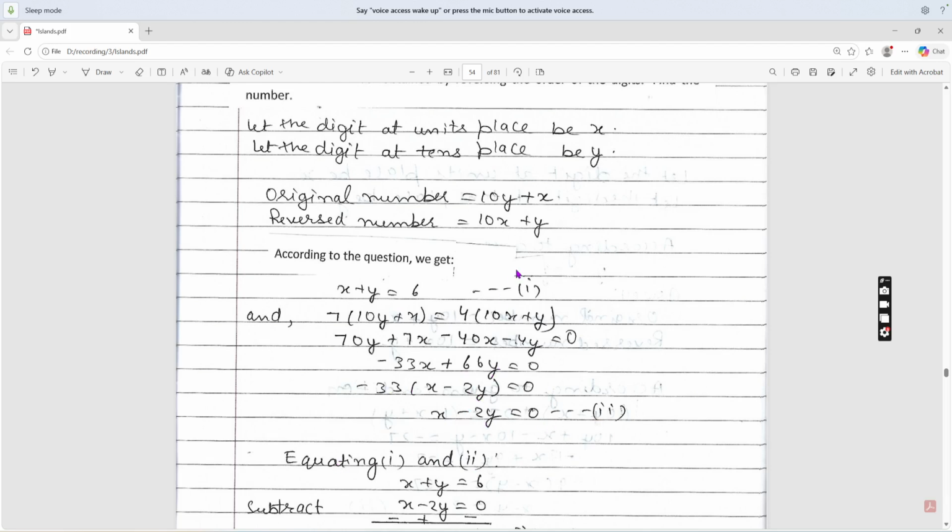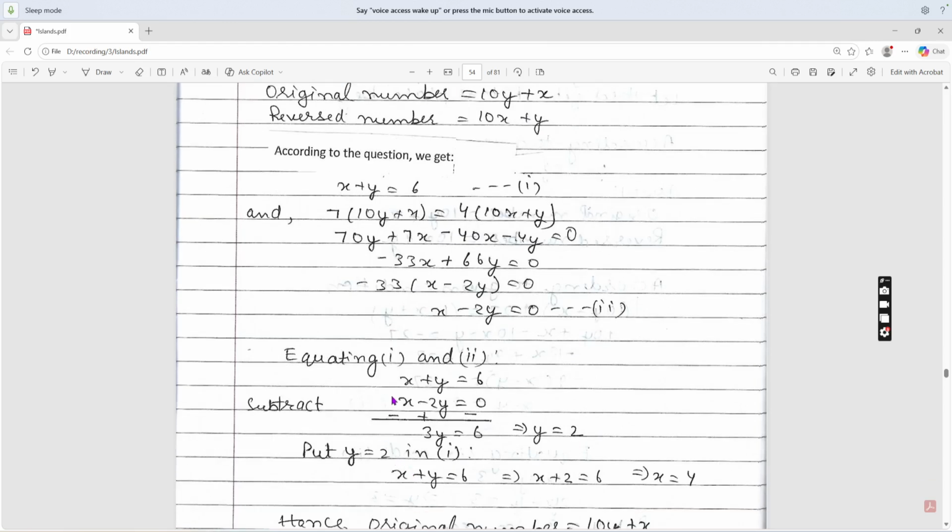Now we are going to equate equation 1 and 2. What is equation 1? That is x plus y is equal to 6 and x minus 2y is equal to 0. Now we are going to subtract. Plus becomes minus, minus becomes plus. 6 minus 0 is 6, y plus 2y is equal to 3y, x minus x is equal to 0. We put the word subtract here because the sign of the coefficient of x in both equations is the same, plus 1 and plus 1. So now 3y is equal to 6. So y is equal to 6 upon 3, that is equal to 2.